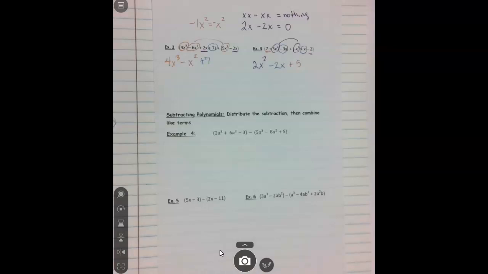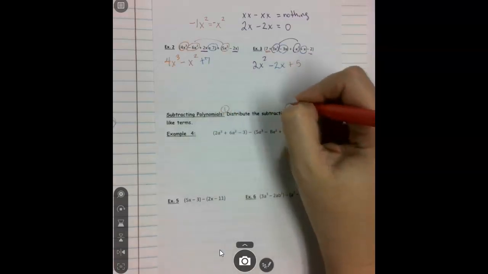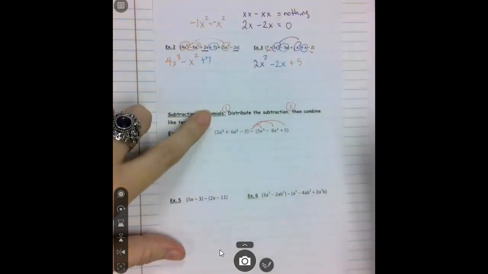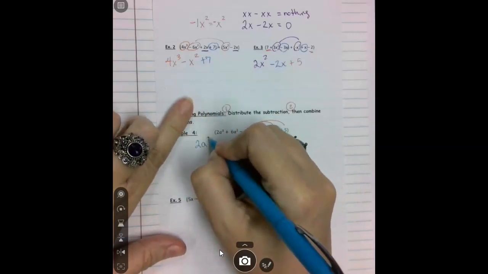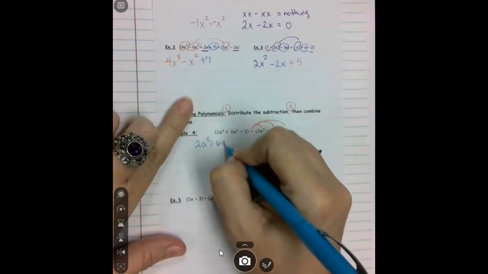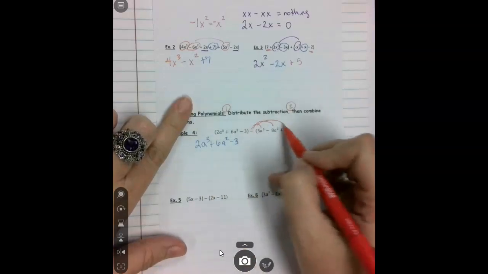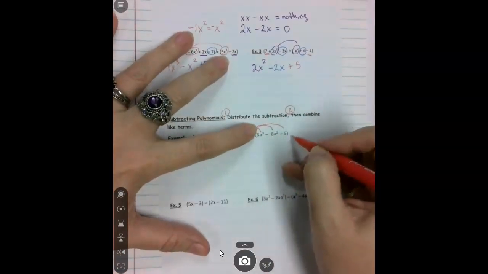That was adding. Now I'm going to subtract. And there's 2 steps, number 1 and number 2. Number 1, I'm going to distribute the negative sign. So I write the first part down. I don't even change it. And then I distribute this negative. I just change the sign of each one. So if I cover this up, I'm just changing the sign of each one of these.